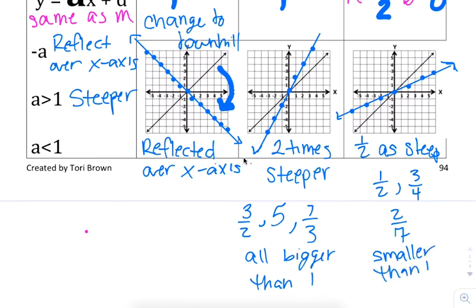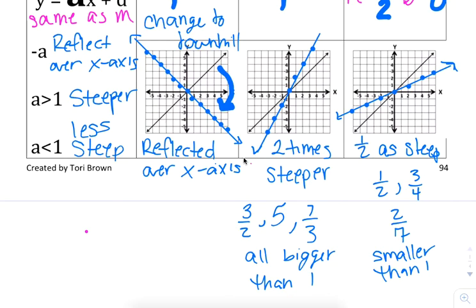I don't care if it's negative, okay? It might be reflected and less steep. Might be reflected and steeper. It doesn't matter. The negative is separate, but if the number is smaller than 1 like a fraction, we say it is less steep. Okay?